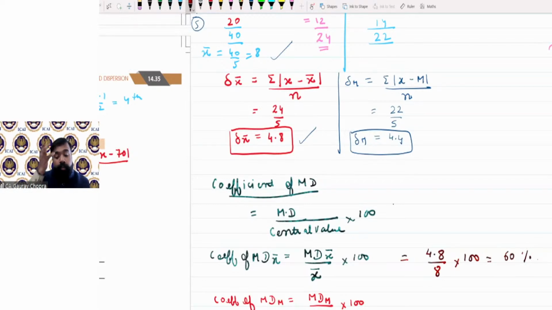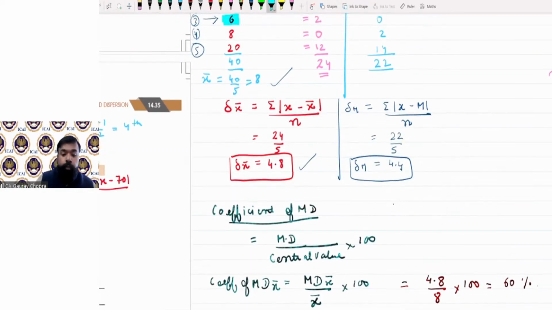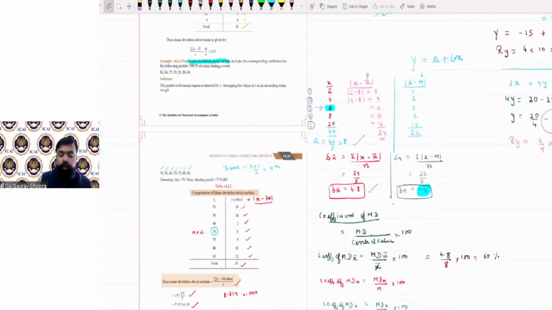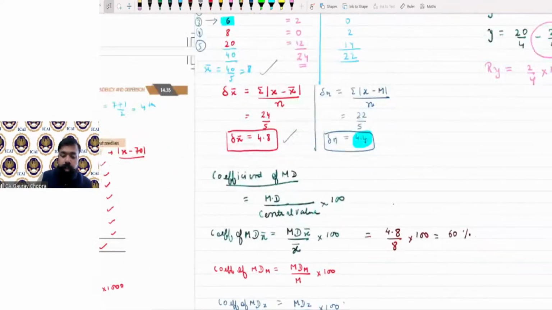And second was about median. So mean deviation from median was 4.4 and median we have calculated as 6. 6 was the median. So you can do the calculation here.